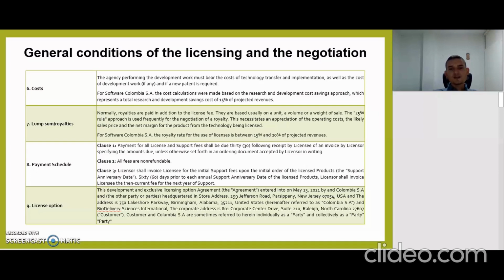The following items are the lump sum royalties. Normally, royalties are paid in addition to the license fee. They are based usually on a unit, a volume, or a weight of sale. The 25 rule approach is used frequently for the negotiation of the royalty. This necessitates an appreciation of the operating cost, the likely sales price, and the net margin for the product from the technology-based licensing.